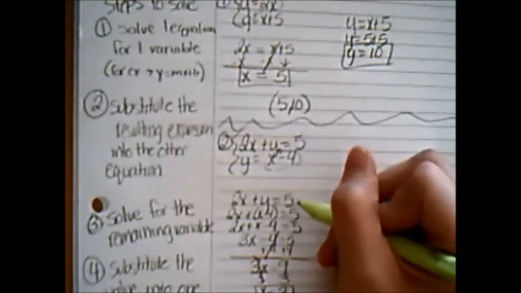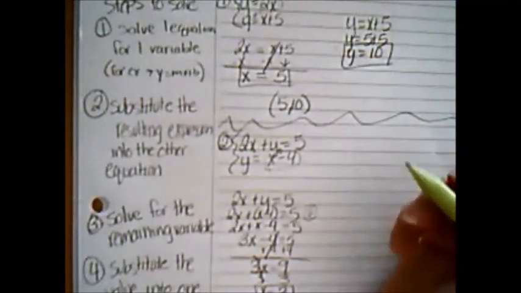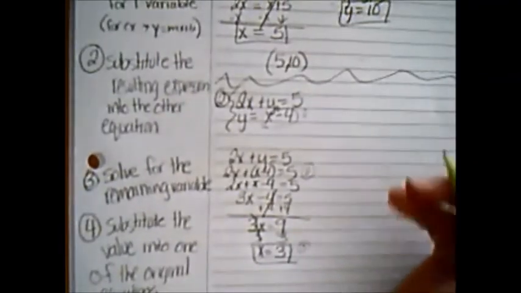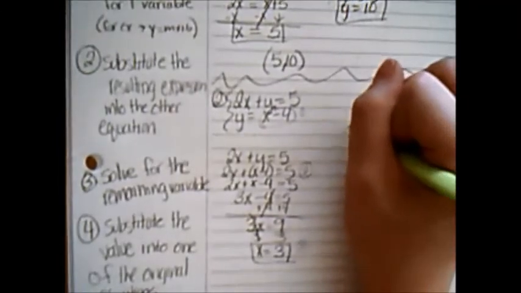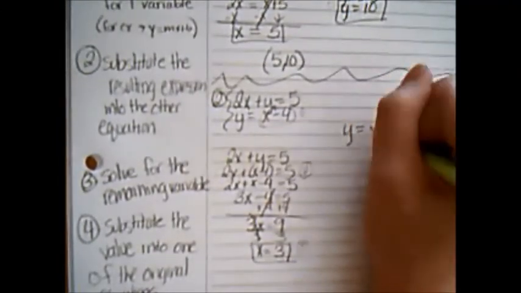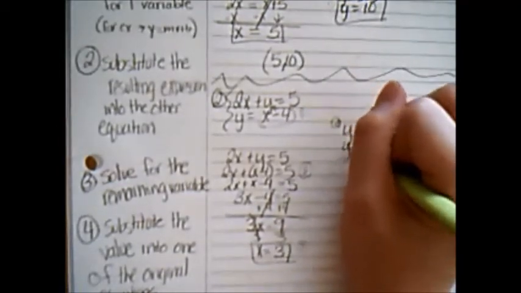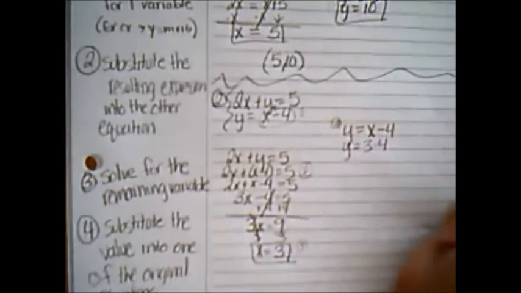Now, step 3 said to solve for the remaining variable, which is what I did. This was step 2 where I substituted. This was step 1. Step 3, I solved for the remaining variable. Step 4 is to substitute it back in. So I have y equals x minus 4. This is step 4. Then y equals 3 minus 4.